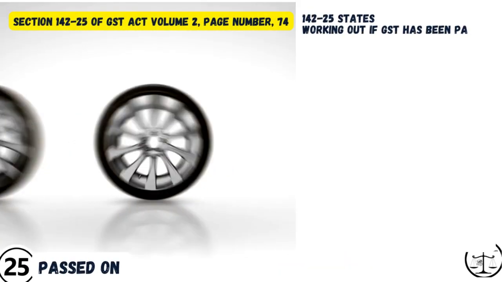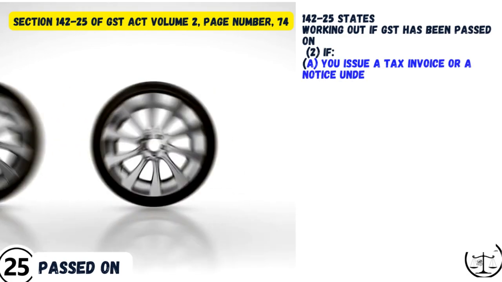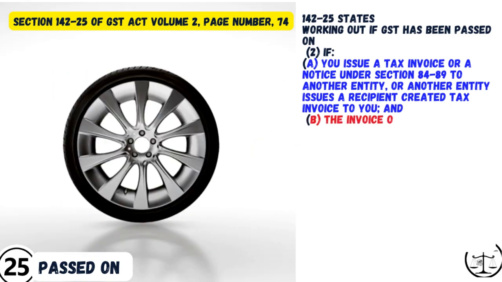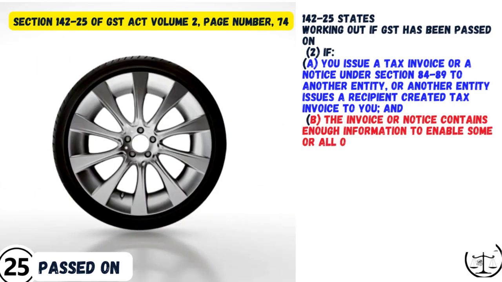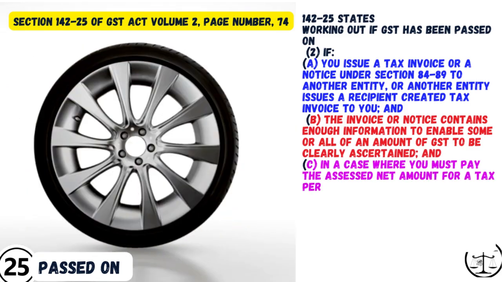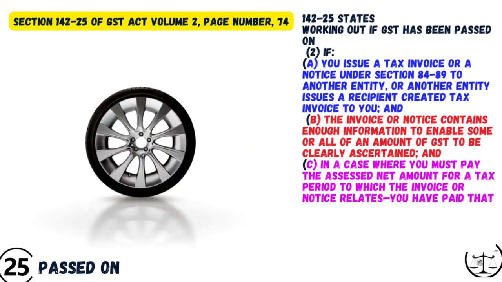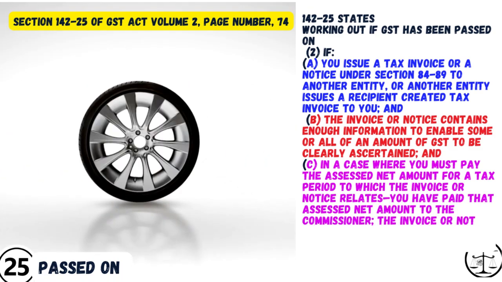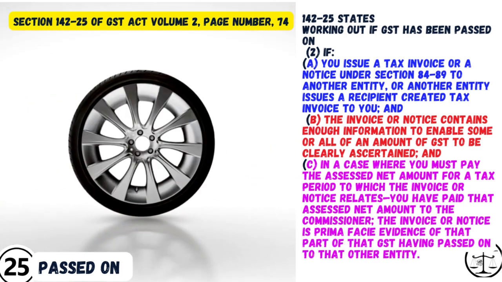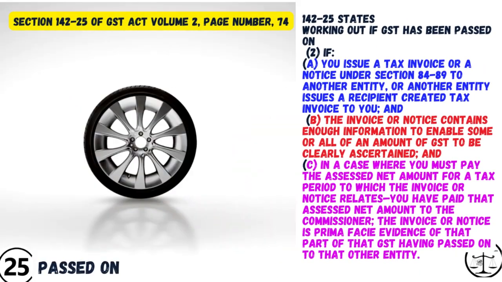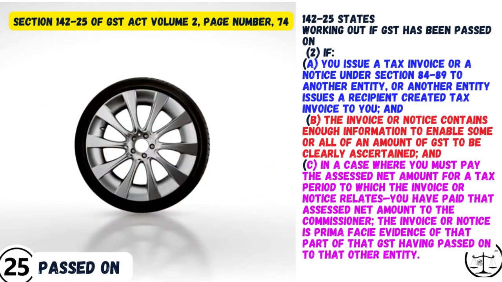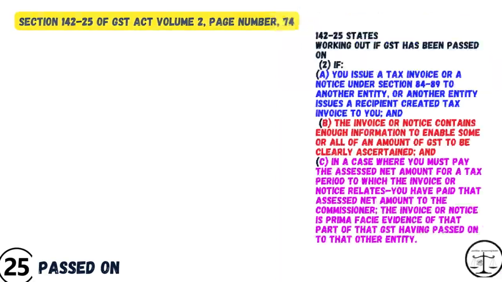2. If (a) you issue a tax invoice or a notice under Section 84-89 to another entity, or another entity issues a recipient-created tax invoice to you, and (b) the invoice or notice contains enough information to enable some or all of an amount of GST to be clearly ascertained, and (c) in a case where you must pay the assessed net amount for a tax period to which the invoice or notice relates, you have paid that assessed net amount to the Commissioner, the invoice or notice is prima facie evidence of that part of that GST having passed on to that other entity.